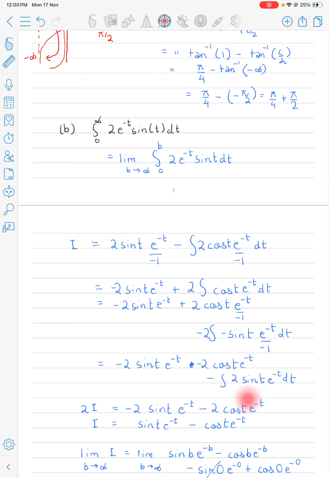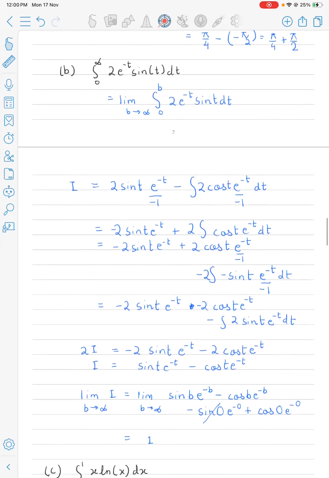Okay, so if you move this I to this side, you will get 2I, and just this thing is remaining. So you'll get this one, and divide by 2. Once you divide by 2, you'll get this one.